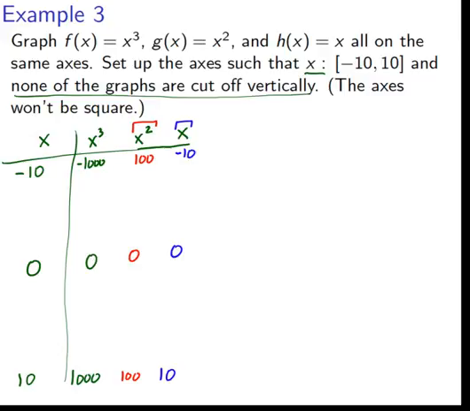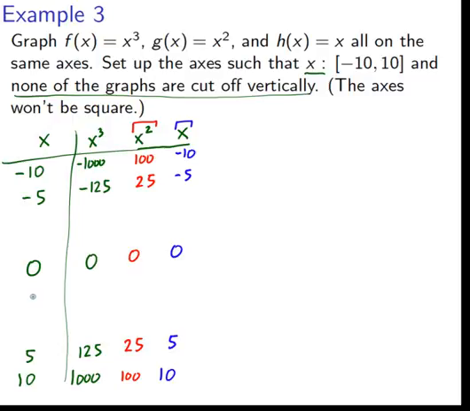If we plug in, say, negative 5 and 5: negative 5 times negative 5 is positive 25, times another negative 5, we get negative 125. Over here, we'll have positive 125. The reds, which are squared, will be at positive 25, positive 25, and we'll have negative 5 and positive 5.